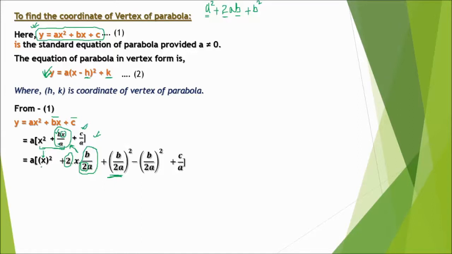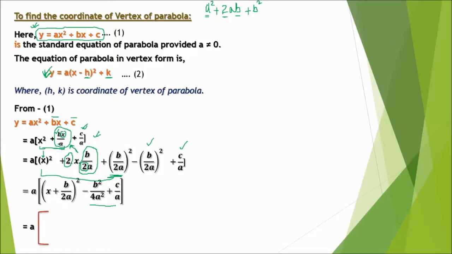Now from the first three, we get a complete square. It is x plus b by 2a whole square, and minus, we are going to open this bracket, b square upon 4a square plus c by a. Now we are going to take LCM from the last two terms. A bracket is there, and x minus, we can write in this way, isn't it? Minus into minus is plus.